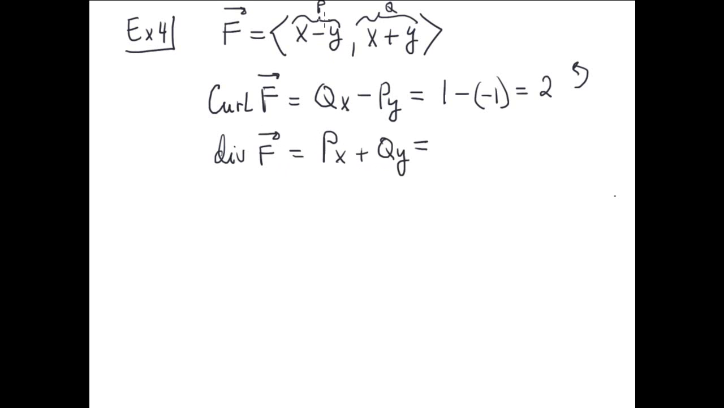The divergence of the vector field is px plus qy. The partial derivative of p with respect to x is 1 plus the partial derivative of q with respect to y is 1 also. 1 plus 1 is 2. We have a source.